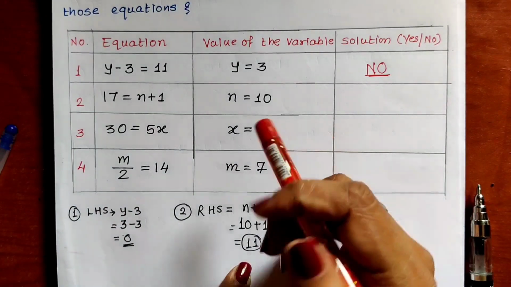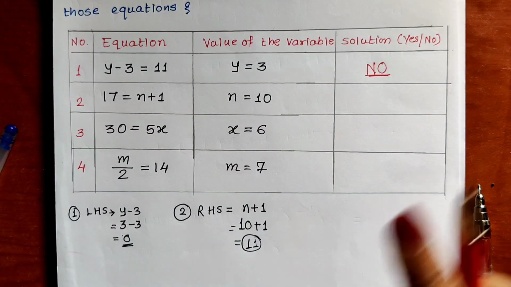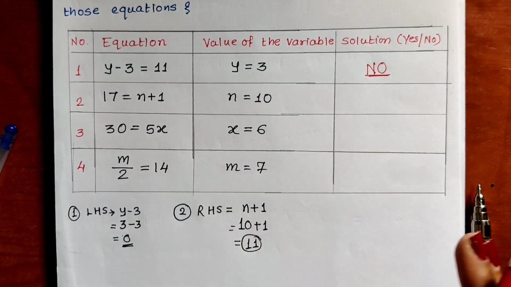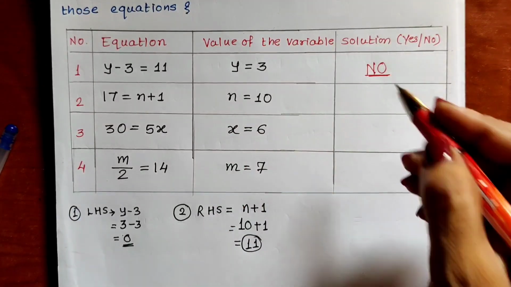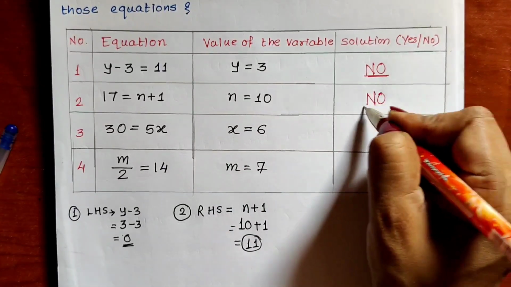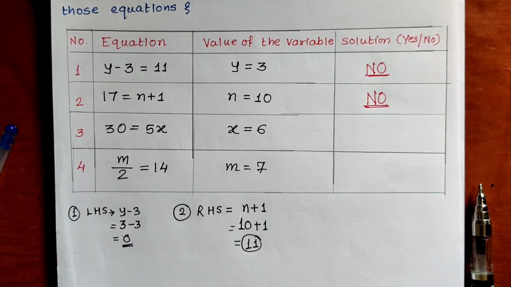That means n is equal to 10 is not the solution. In place of n, 10 should not be there. There can be another number, an exact number, but n should not be equal to 10. So it is no. Again it is no. It is not the solution.